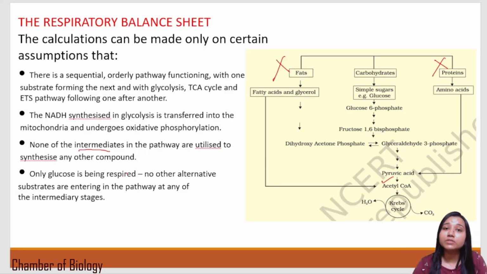They won't be producing any other compounds, we will consider, but actually it doesn't happen in cell class. Now only glucose is respired. As I was telling you, we are not going to consider fat or the protein. Only glucose is going to be respired, and it is going to give us ATPs and also NADH and FADH. Okay, so it is quite simple now.